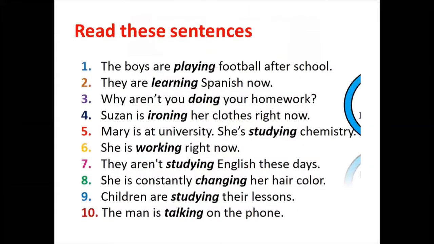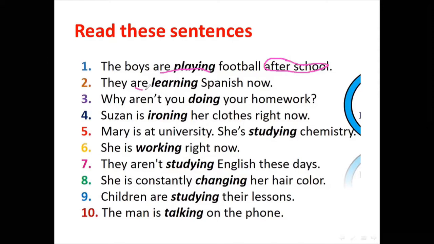Now here we have some sentences. I want to read them and give the function for each one. Later I can explain the uses of the functions more widely. Number one, when you say the boys are playing football after school, the verb is are playing, and this is the present continuous, and the action will happen after school. This is a fixed arrangement, and if you want, plans between the boys that they want to play football after school. Number two, they are learning Spanish now.